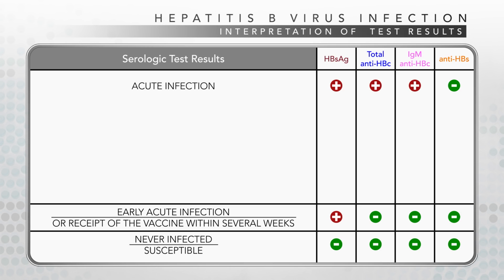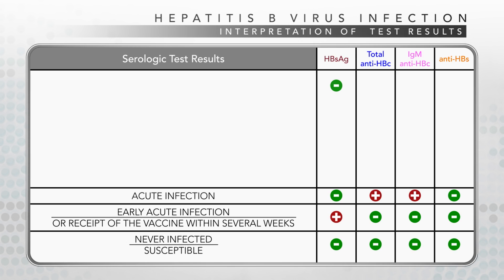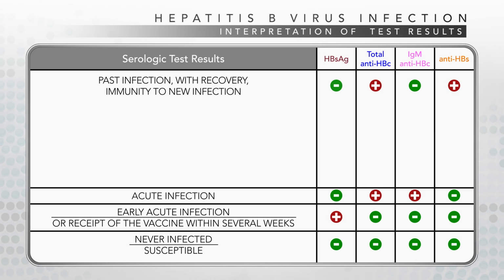As acute infection resolves, HBsAg will disappear, and before anti-HBs appears, both HBsAg and anti-HBs will be negative, while total anti-HBc and IgM anti-HBc will be positive. Negative HBsAg and IgM anti-HBc with positive total anti-HBc and anti-HBs indicates past infection with recovery and immunity to new infection.